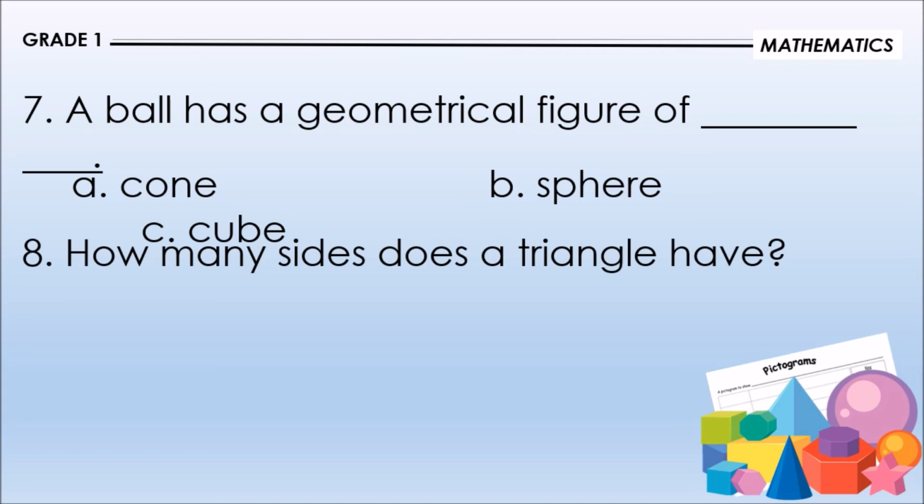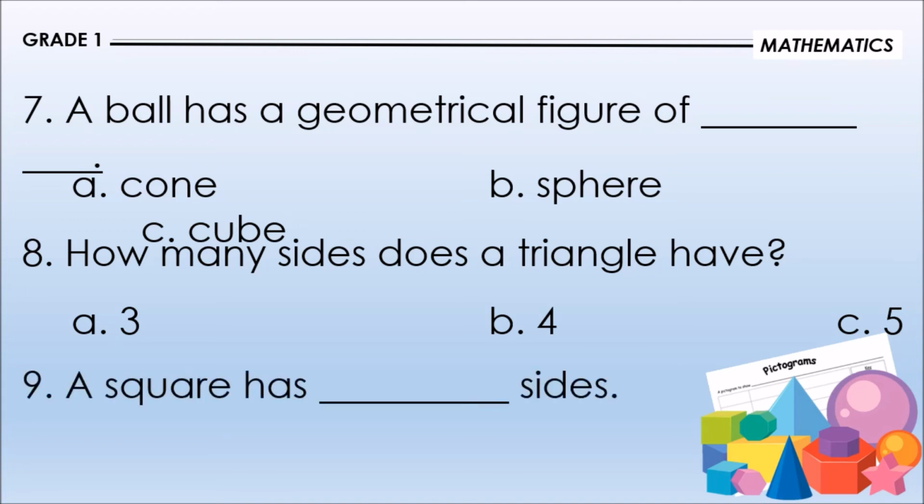Number 8, how many sides does a triangle have? A, 3. B, 4. C, 5. Number 9, a square has blank sides. A, 4. B, 5. C, 6.